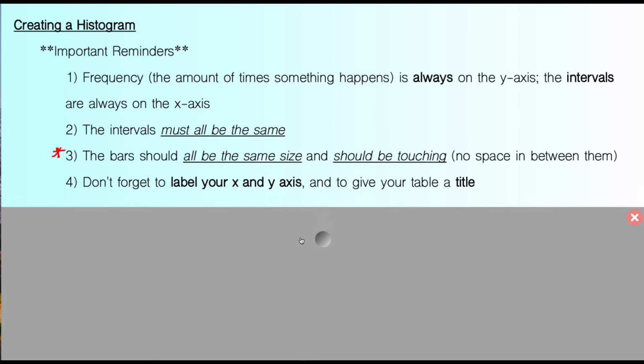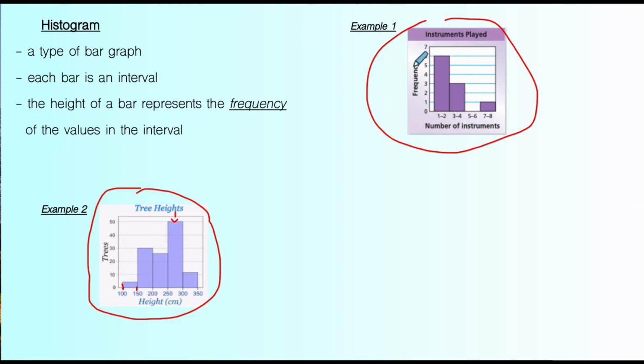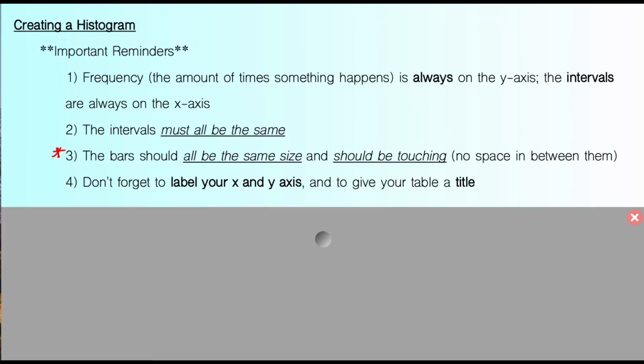And the last thing is, don't forget to label your X and your Y axis. And make sure you give your display a title. Let's go back to these examples real quick. Both of them have an X and a Y axis labeled, and they both have a title so that we know what exactly we are referring to. You want the person reading your data display to know what's going on. You don't want them to have to search for more information. It should all be right there.